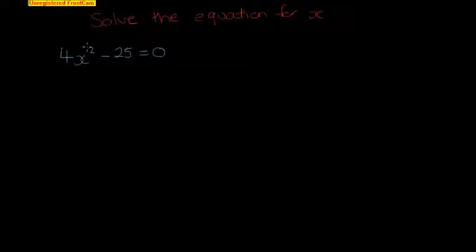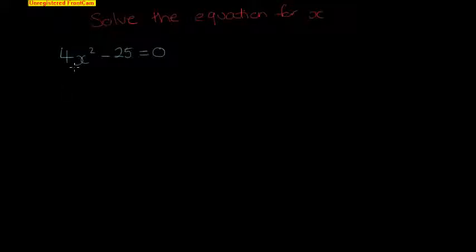So we've got 4x squared minus 25 is equal to 0. Now, we've got to solve this expression for x, and its first step is already done for us. It's already equated to 0, so I don't have to do any rearranging. My second step is to factorize. Now, is there a common factor? No, there's no common factor here.